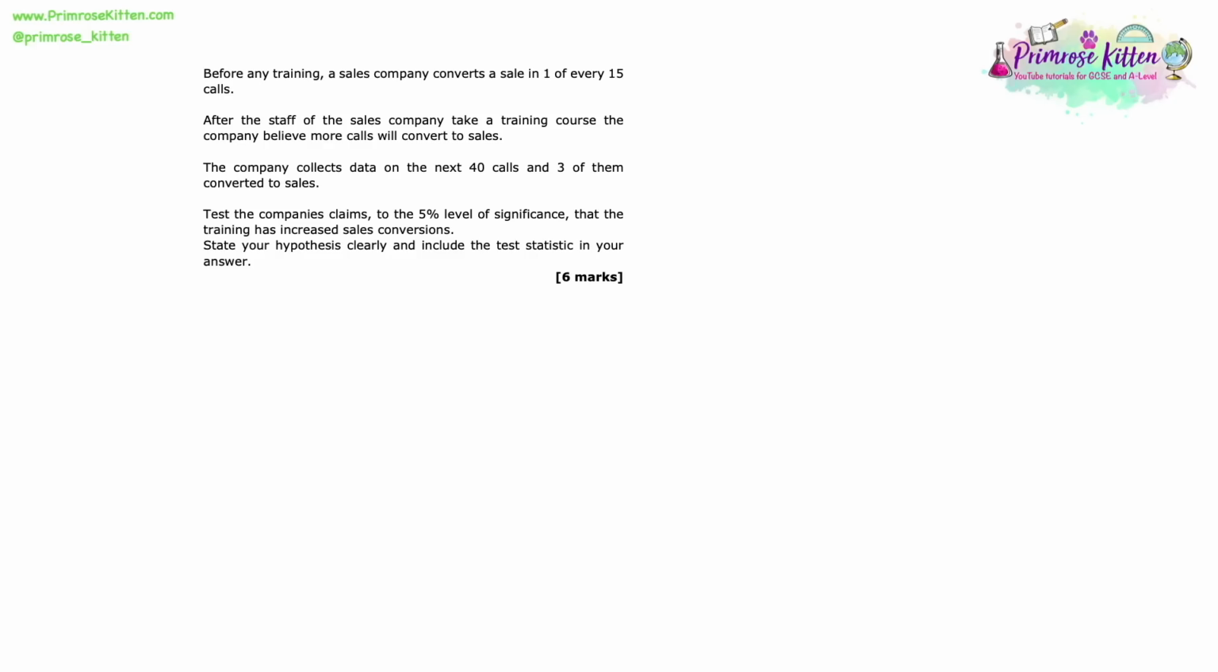Before any training, a sales company converts a sale in 1 of every 15 calls. After the staff of the sales company take a training course, the company believes more calls will convert to sales. The company collects data on the next 40 calls and 3 of them converted to sales. Test the company's claims to the 5% level of significance that the training has increased sales conversions. State your hypothesis clearly and include a test statistic in your answer.